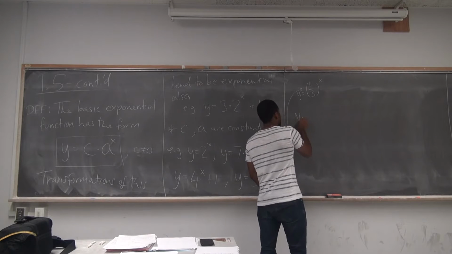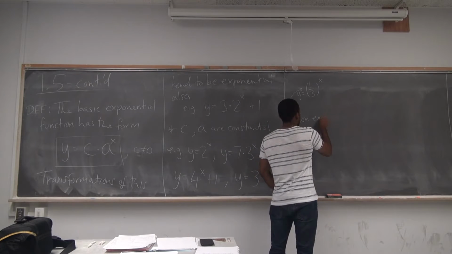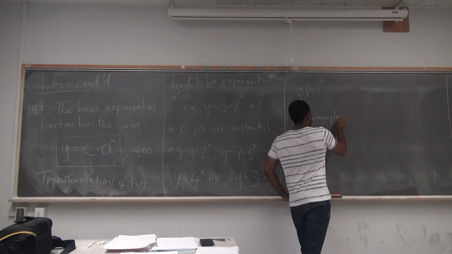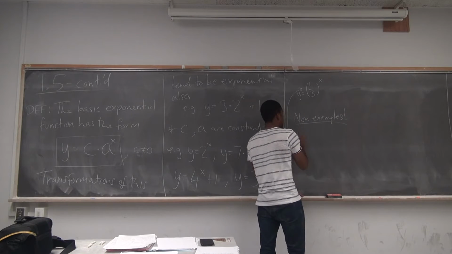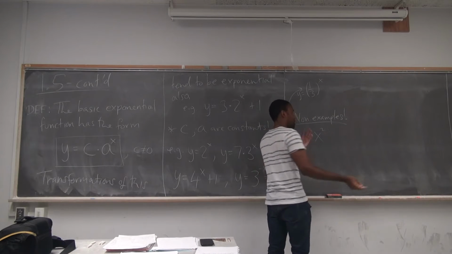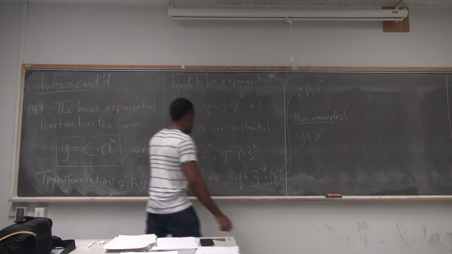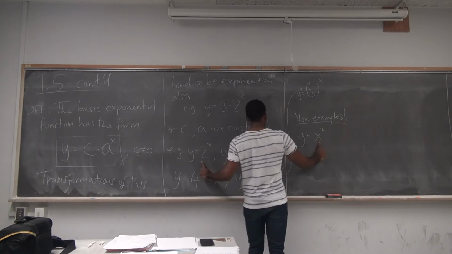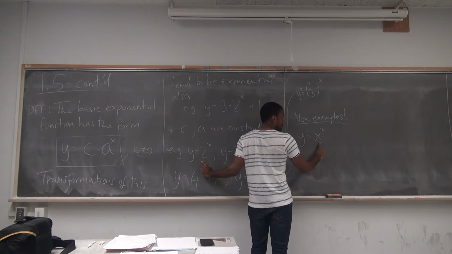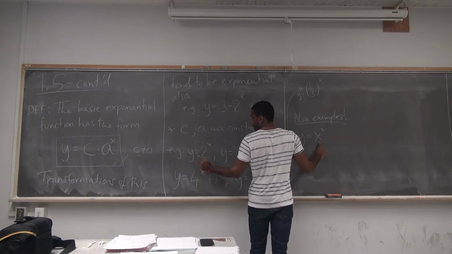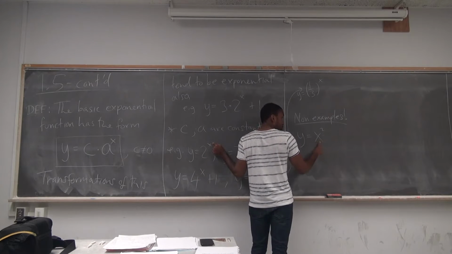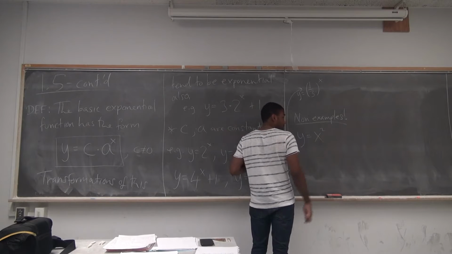So some non-examples. Right? So like y equals x squared is not an exponential, right? Now these two might look similar to you at first because they both have a 2 and they both have an x and they both have a power and a base. But the fact that here the base is a constant and the power is a variable, and there the base is a variable and the power is a constant makes all the difference in the world.